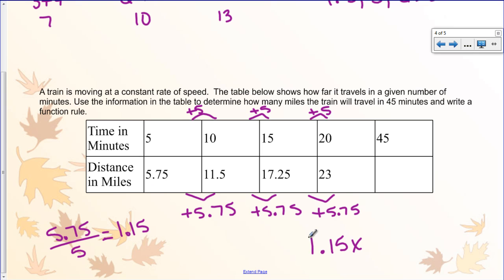So if I want to know what happens in 45 minutes, I can just plug in 45. And it will tell me that in 45 minutes, that train should go 51.75 miles.